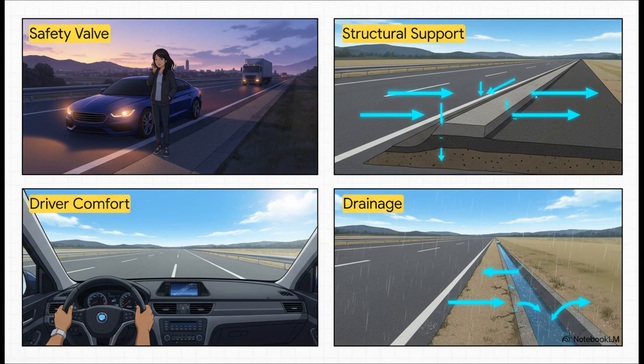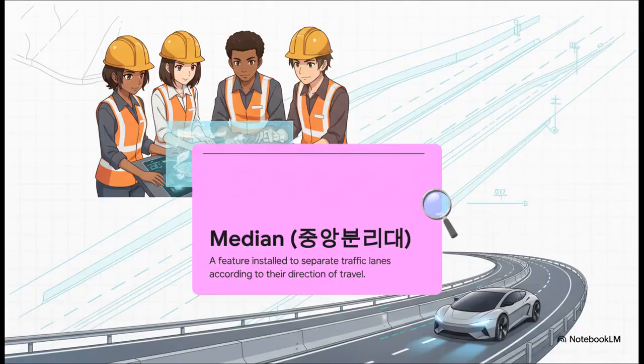We all know that. But it also provides critical structural support to the main lanes, stopping the edges from literally crumbling away. And then there's the psychological part. It gives you a sense of openness, so you feel less boxed in and more relaxed. And it's also vital for drainage, getting water off the road. It's a real workhorse. The last piece of our road slice is the median, or Chuman Pulide.